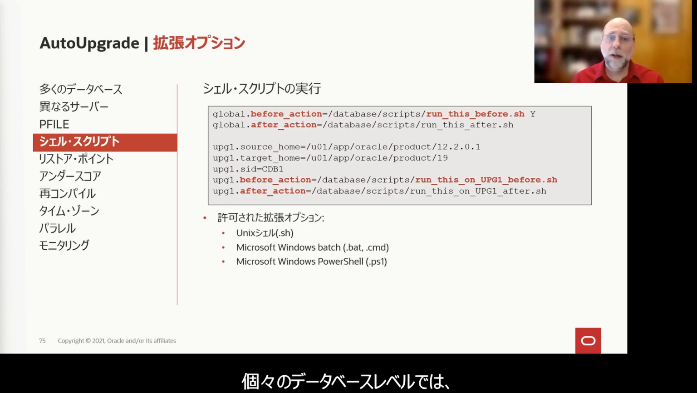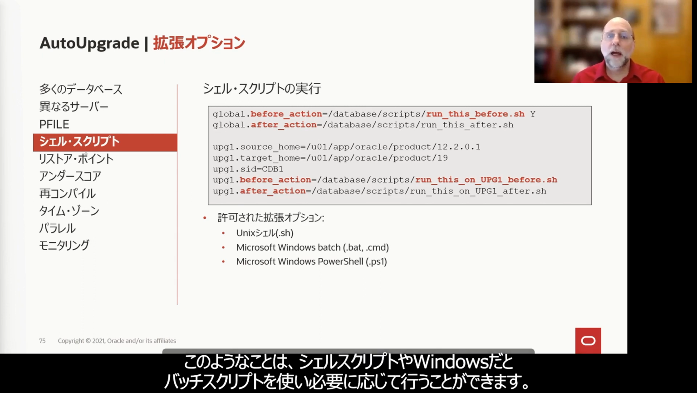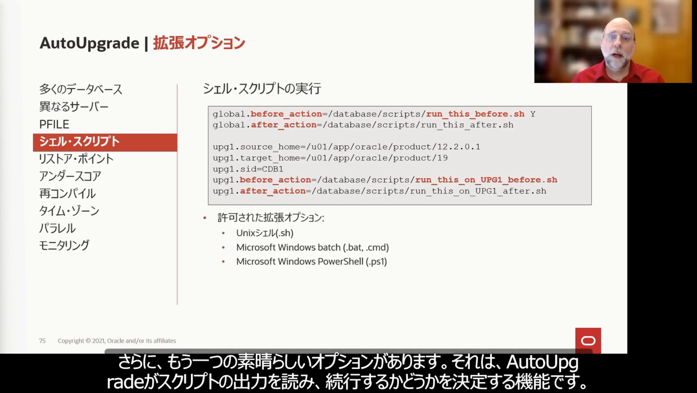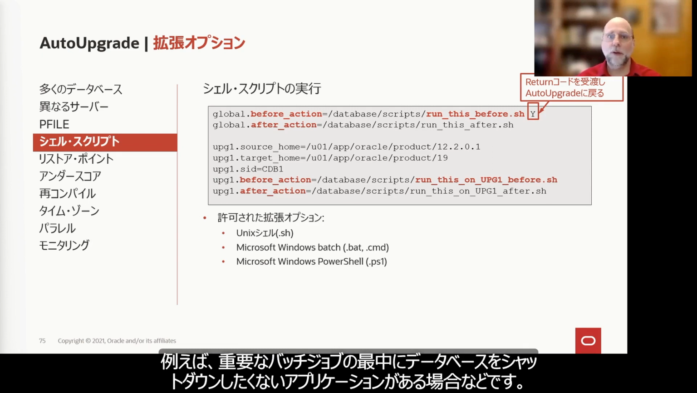On an individual database, again, you might have a script that gracefully shuts down your application, and maybe afterwards another script that gracefully starts it up. Those are the kind of things you can do using shell scripts, or on Windows, a batch script if you'd like to. And there's one other option that's really nice to have, which is the ability to have AutoUpgrade read the output of that script and decide whether to proceed. So you could have, for example, a script that determines whether your database is ready to upgrade and returns a status to AutoUpgrade in case, for example, you've got an application that's in the middle of an important batch job and you don't want to shut down the database.